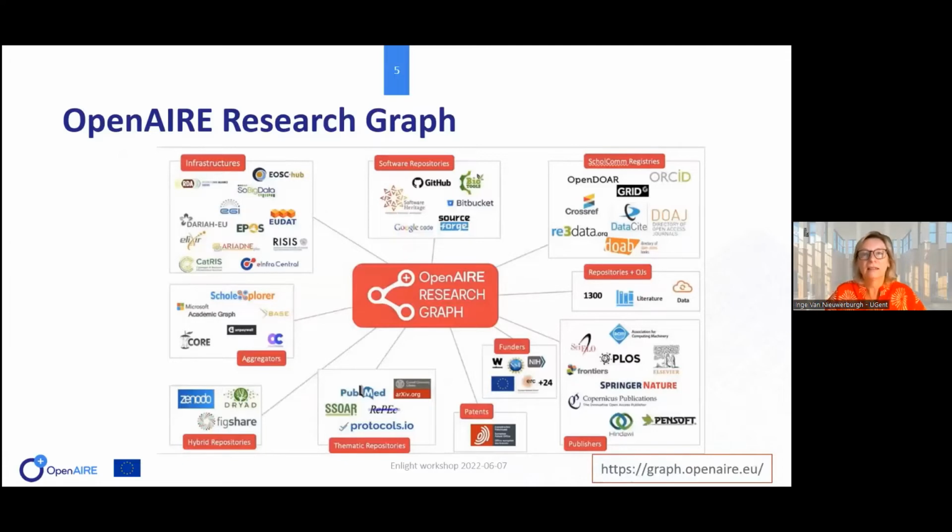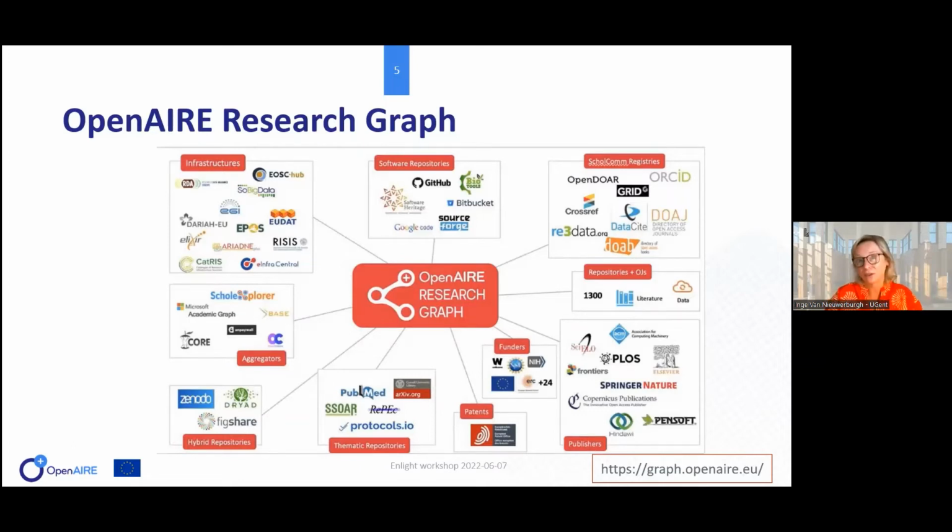In the heart of OpenAIRE are two important factors. That's a technological and a human factor. The OpenAIRE research graph shows the interoperability that is so important in EOSC and in connecting all the kind of networks and data providers and etc.